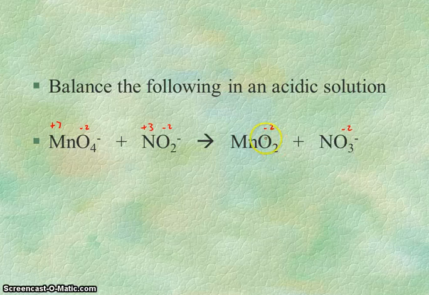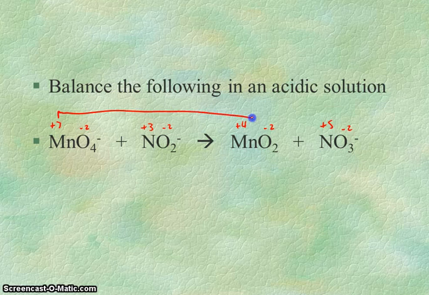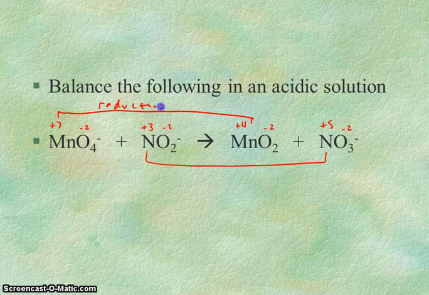-2 times 2 gives us a -4, so manganese must be a +4. Minus 2 times 3 gives us a minus 6. We want to end up with a minus 1, so nitrogen is a plus 5. It's a redox reaction because our manganese is changing and our nitrogen is changing. Manganese is having its oxidation state go down, so that's our reduction. Nitrogen has its oxidation state going up, so that's our oxidation. So this is our oxidizing agent, and this is our reducing agent.